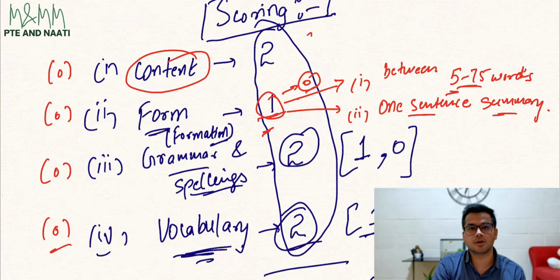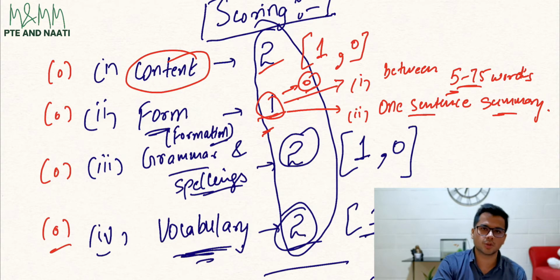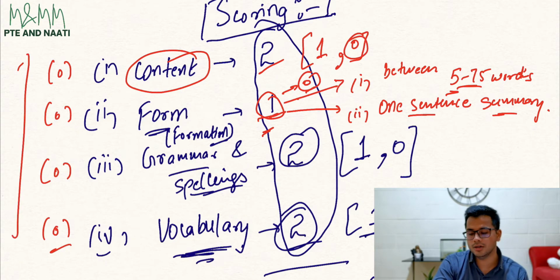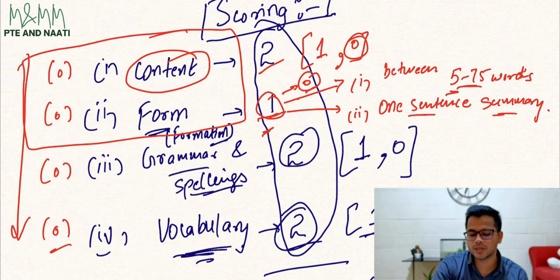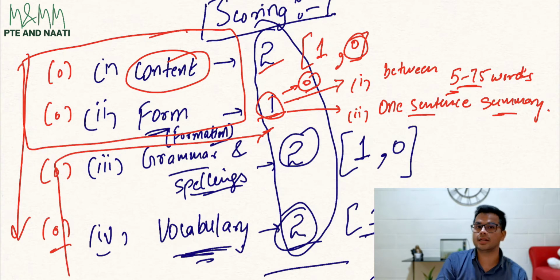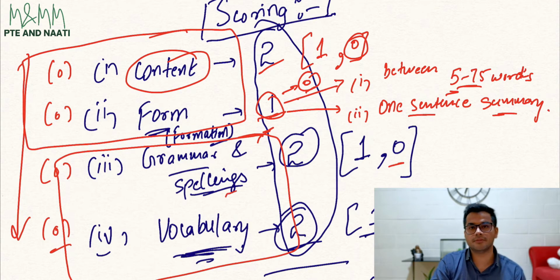Same kind of rule happens in the content part, that if you get 2 marks, it's perfect. If you get 1, it's okay. But if you end up getting 0 in content, you again end up getting 0 in your entire summary. So they are very strict about the first 2 components, which is content and form. But grammar, spelling and vocabulary, here the situation is a bit different. If you get 0 in grammar and spelling, or if you get 0 in vocabulary, you will not be getting 0 in the complete summary. You just get 0 in these 2 components. So we have to be very careful with the content. We have to be extremely careful with the form part.